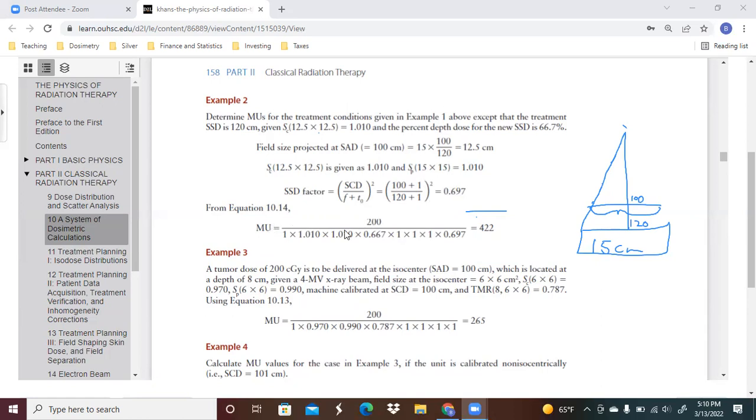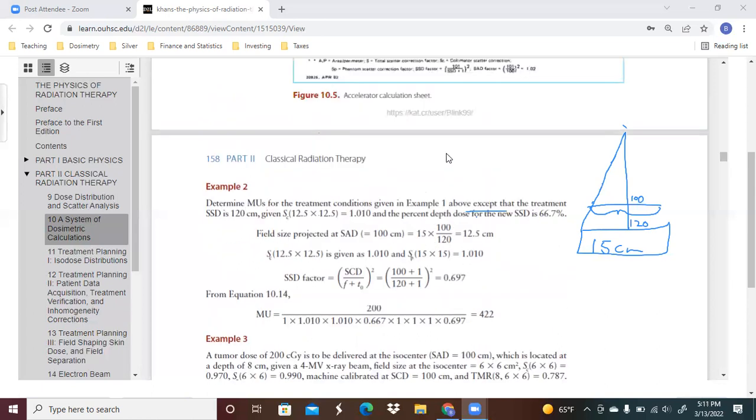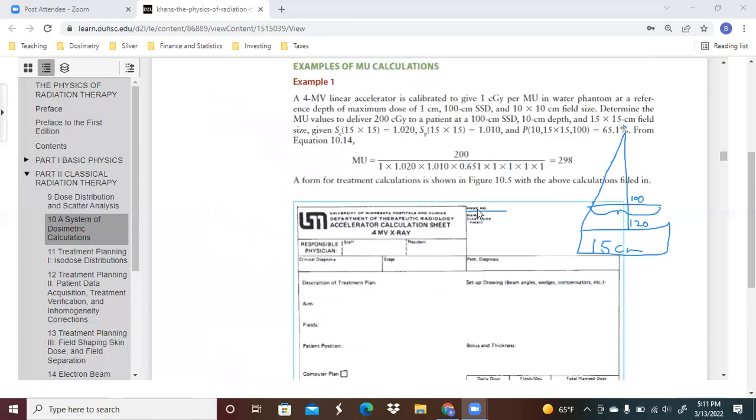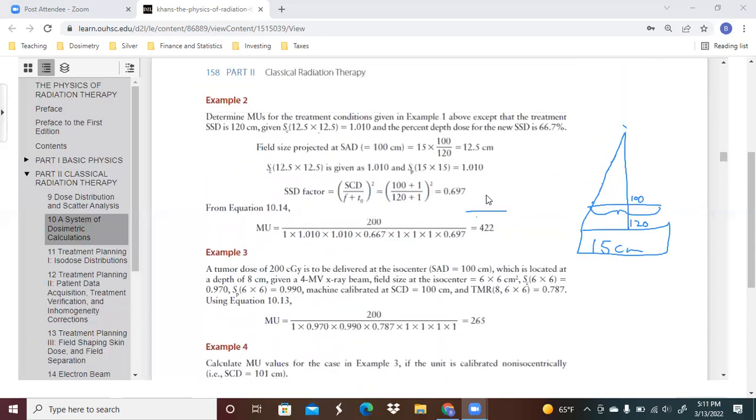So in order to compute the MUs, you still have the calibration factor here of 1 centigray per monitor unit at whatever conditions. Then you have the collimator scatter factor, then the phantom scatter factor, then the PDD, which they told us here. Now, fun fact, PDD here is higher at 120 than what it was here at 100, and that's because as you increase the SSD, the PDDs increase. So hopefully you noticed that.